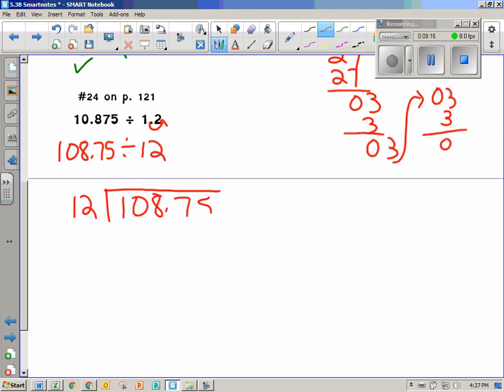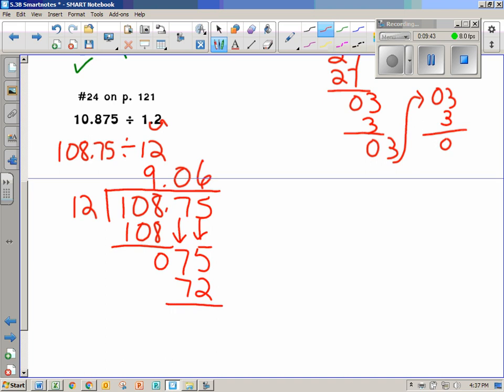Really try to spread out. Don't try to make it super small. See, 12 into 108 goes 9 times. 12 won't go into 7. Remember, every time you bring down, you have to divide. So 12 doesn't go into 7. So I bring down again. 12 goes into 75, not evenly, but it will go 6 times, and I get 72.